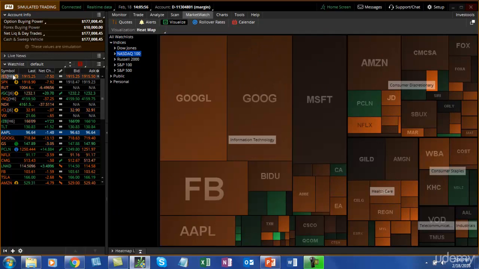Here you can see the S&P, the markets are down today. So you'll see most of the stocks are in red, but then there are few greens. Let's see, Nvidia is up today. It's up 9% actually.